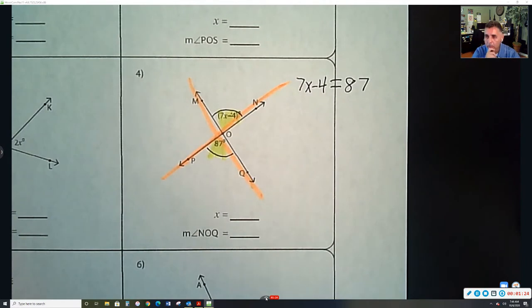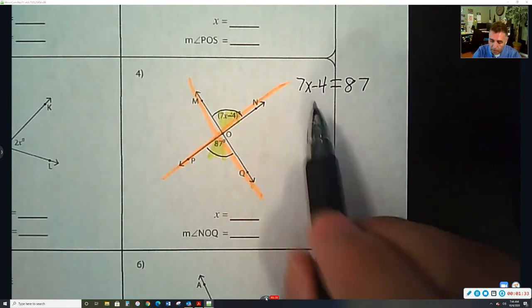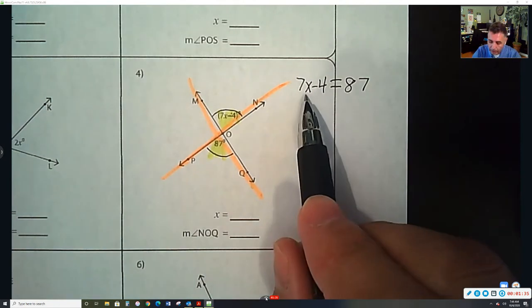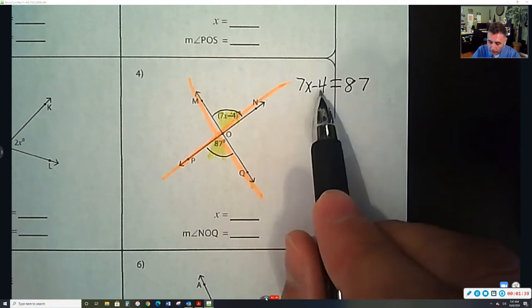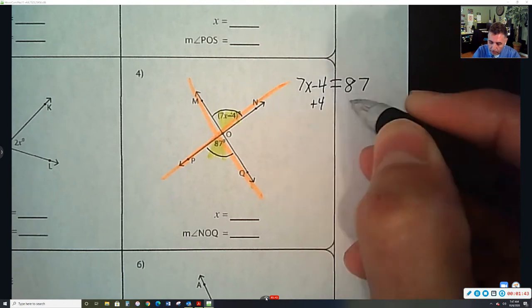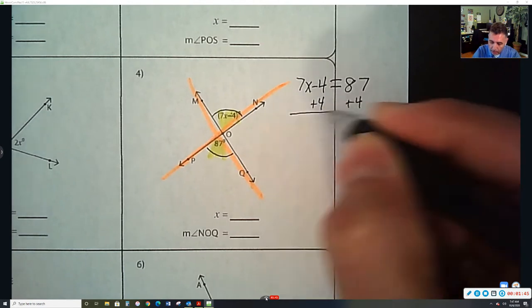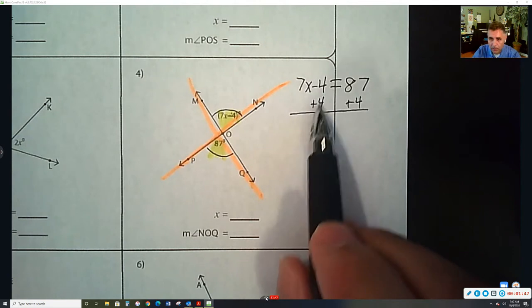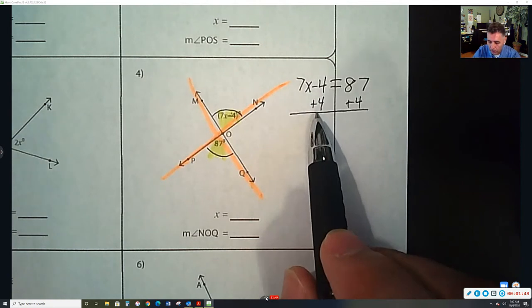And because they're congruent, that means the measure of the top angle equals the measure of the bottom angle. Okay, so we can write an equation, set the two angle measures equal to each other, and then solve for x. So we need to isolate x, get x by itself. So we use the inverse operations. The inverse of -4 would be +4. Again, you need to think, what do I need to do to get rid of that -4? Well, you do the opposite of that, which is +4.